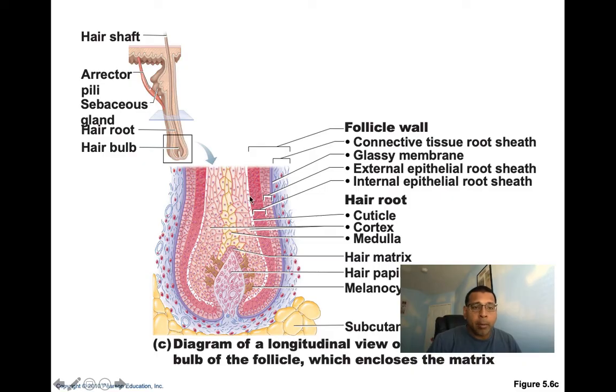Next, you have the hair bulb. You can see here where it zoomed in on the bulb. The hair bulb is the expanded deep end of the follicle.